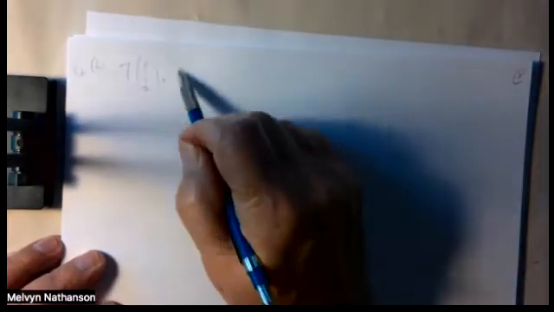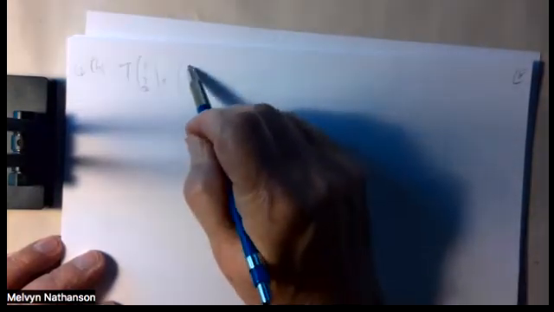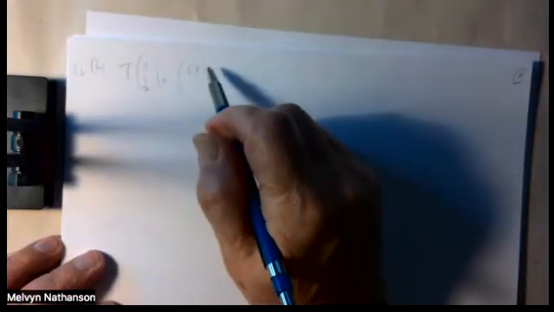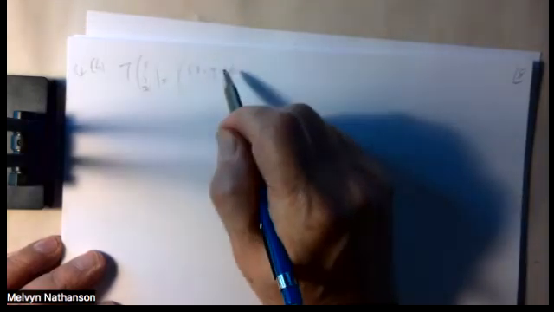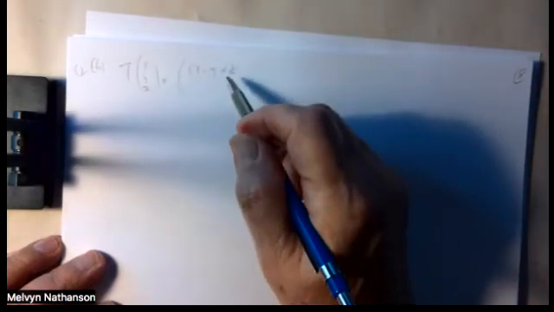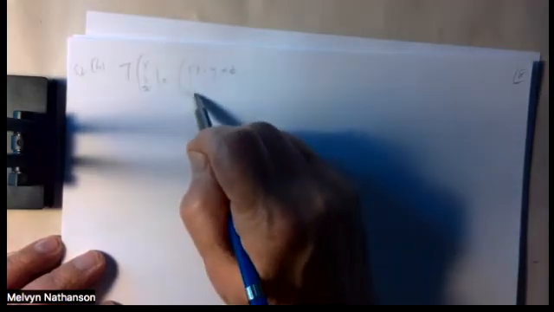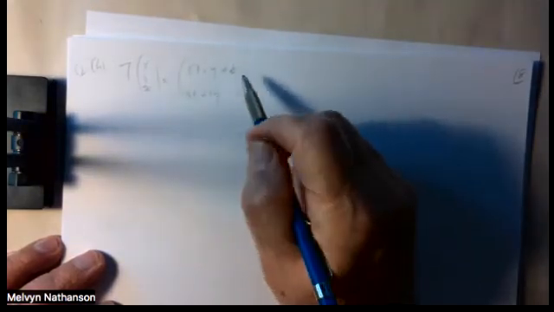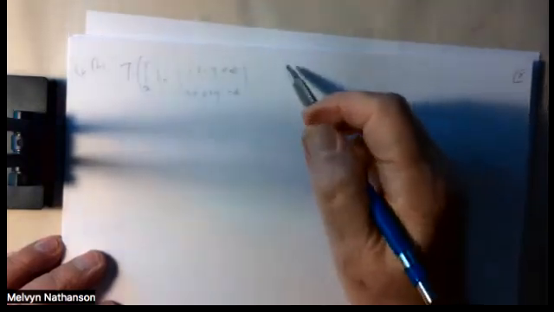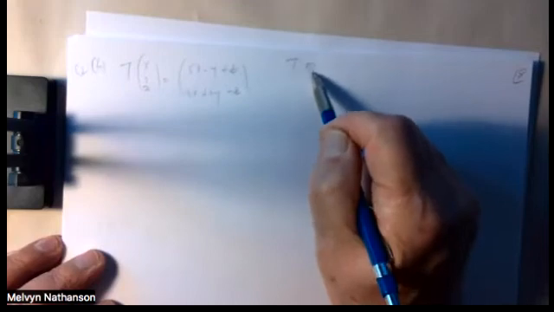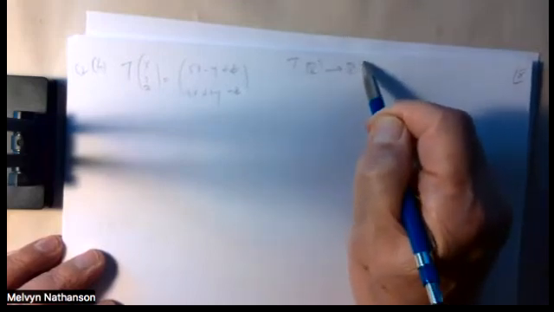So this is 2B. Again, T of X, Y, Z is the vector 5X minus Y plus Z and 3X plus 2Y minus Z. So T is a linear map from R3 to R2.